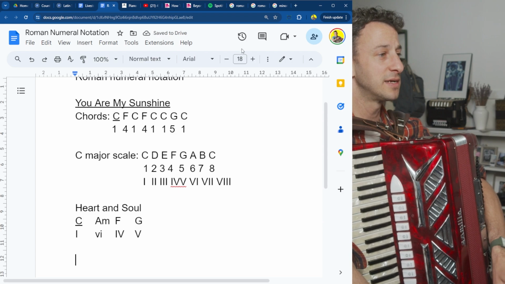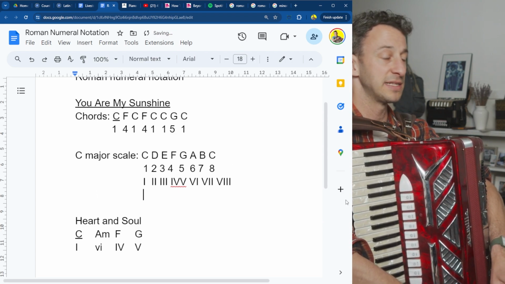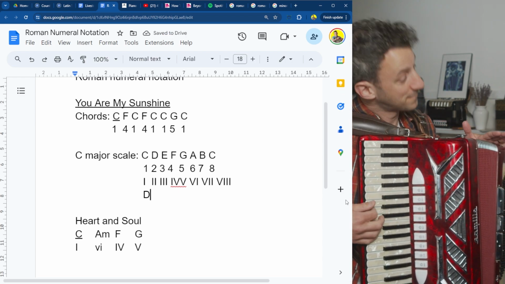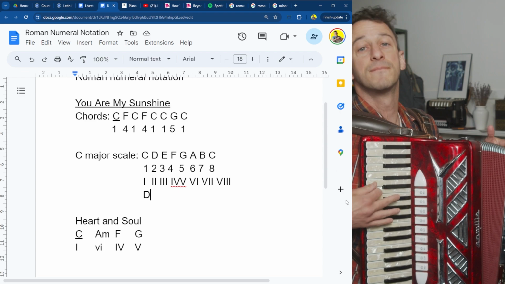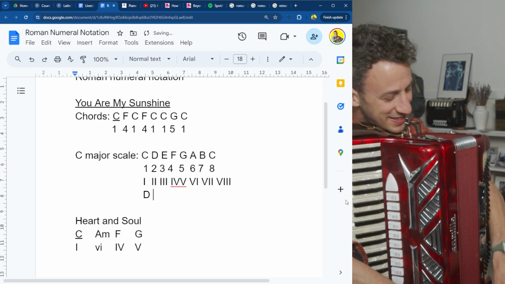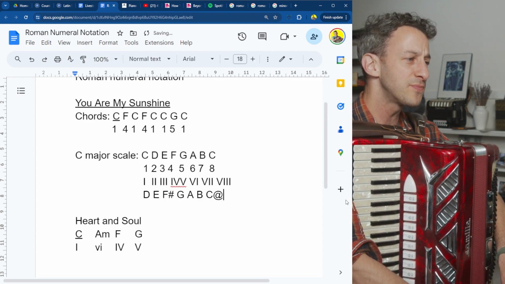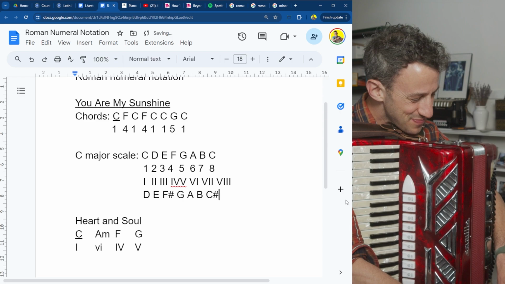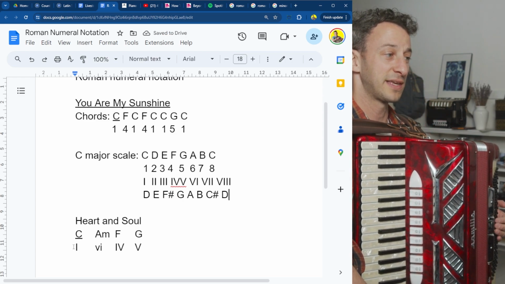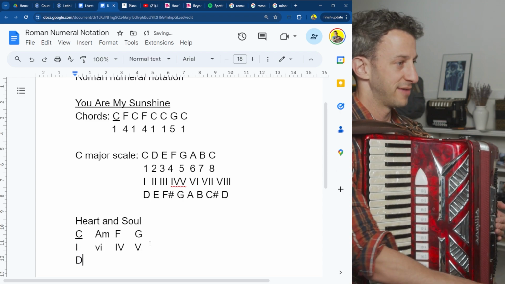All I need to do is write the D major scale. D is D major: D, E, F sharp, G, A, B, C sharp, D. So what is Heart and Soul in the key of D? Our 1 is a D. I'll write it down. We have a D.